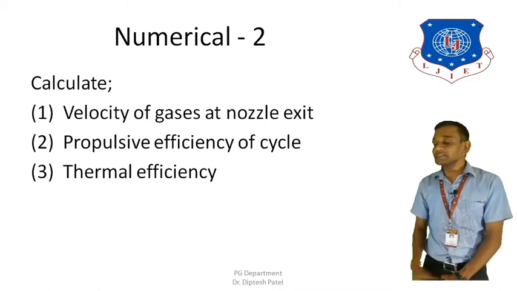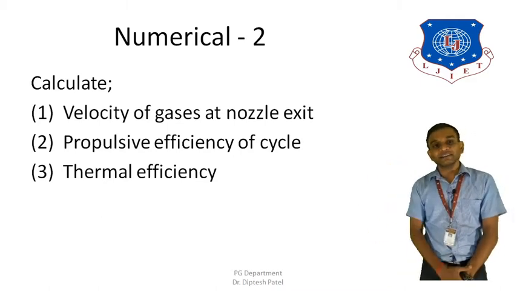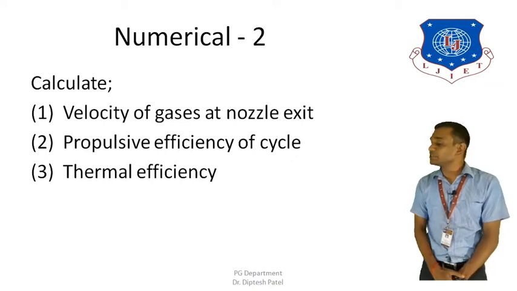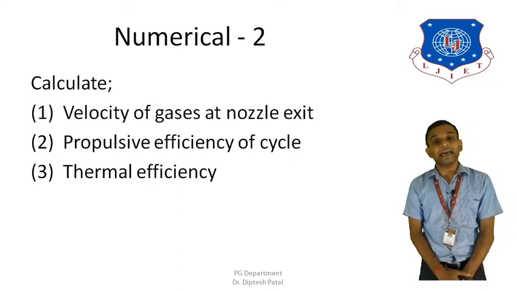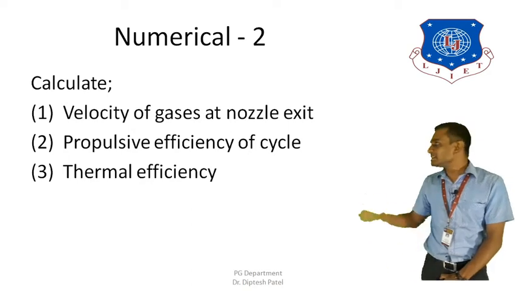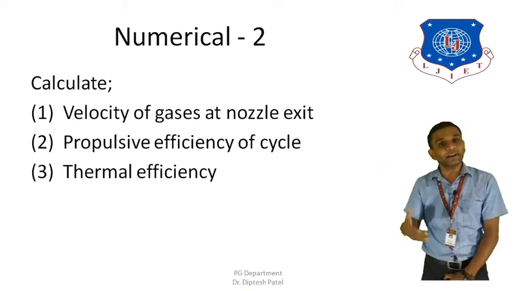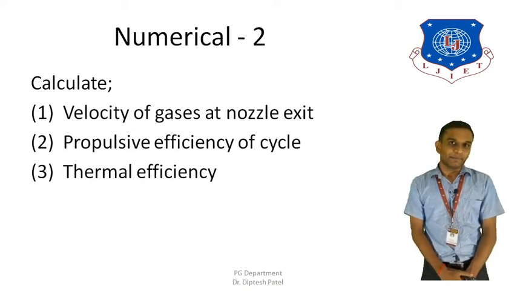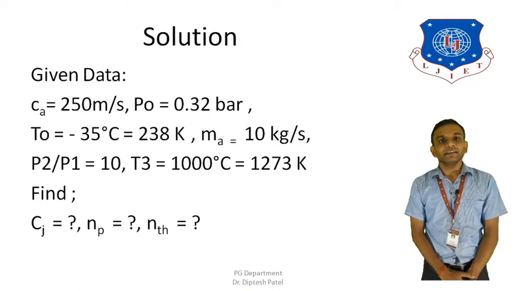Now these are the things that we need to calculate. The first thing is the velocity of gases at nozzle exit. The second one is the propulsive efficiency of the cycle, and the third one is the thermal efficiency. So these are the three different things that we need to find out in this example. Now let's start with the solution.